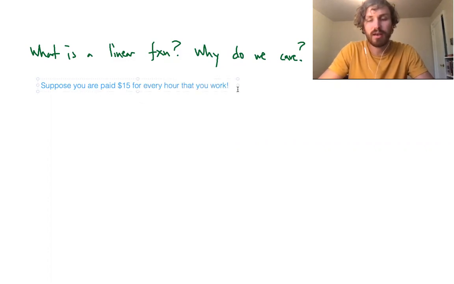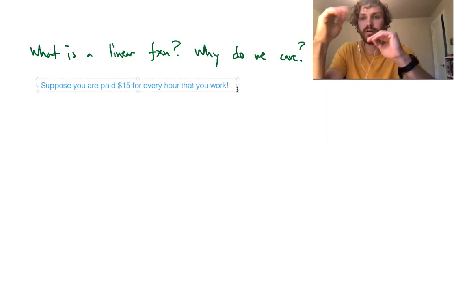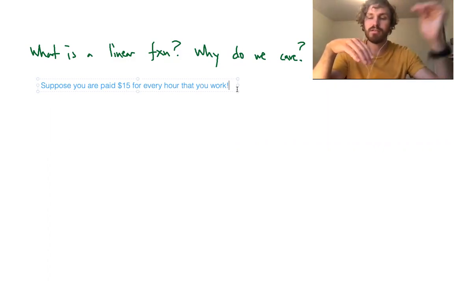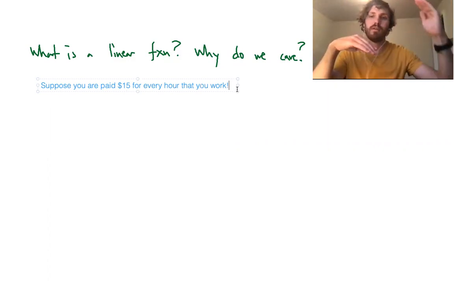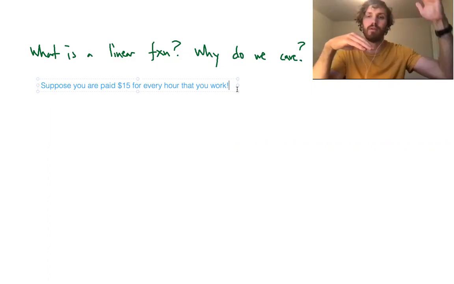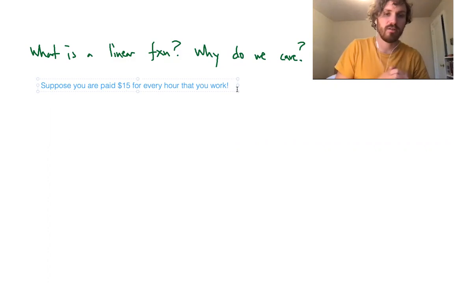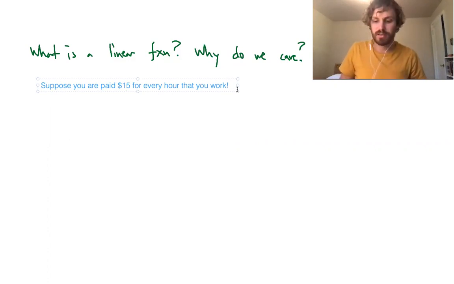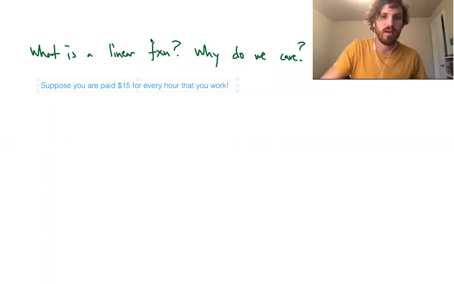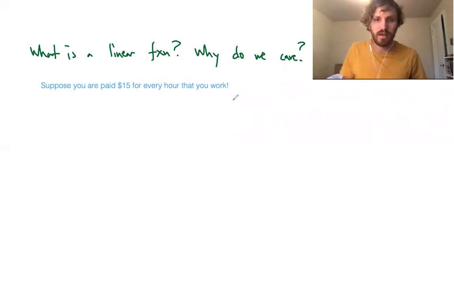So in that case, every additional hour gives you an additional $15. 2 hours would give you $30. 3 hours would give you $45. But each additional hour, the important thing is giving you that extra $15. So basically what we have here is a scenario that demonstrates a constant rate of change.